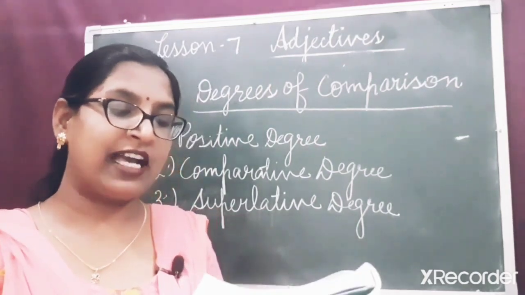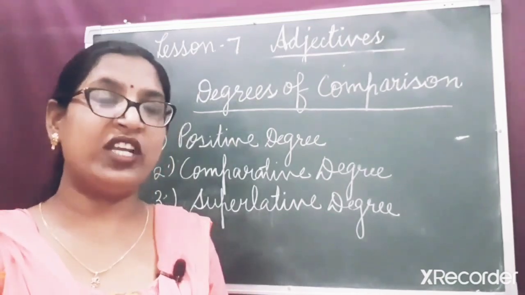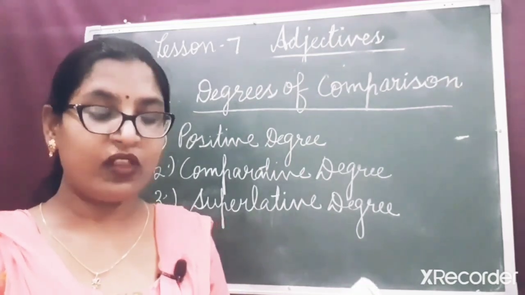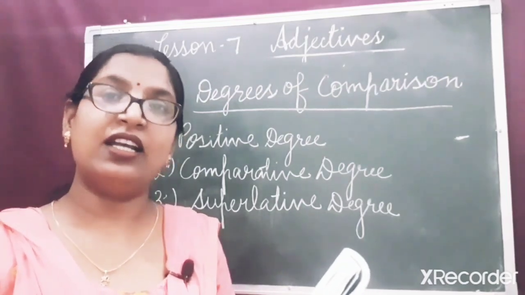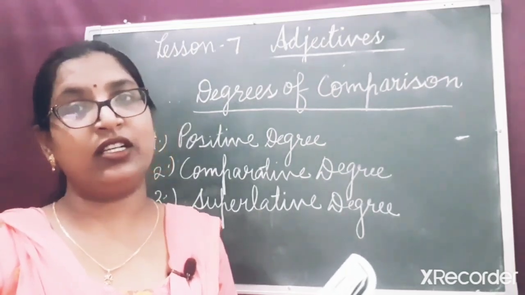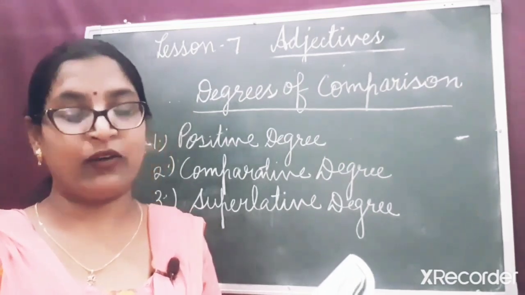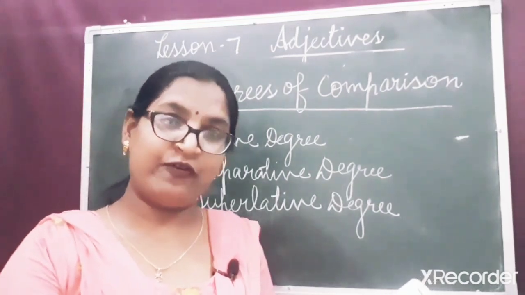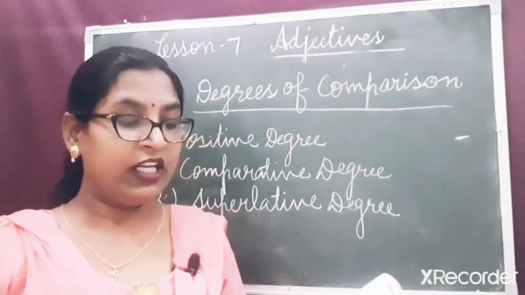Let us see examples of this. Sweet is positive degree. We add er, the word becomes sweeter, and that is the comparative degree. Sweetest is the superlative degree. est is added with the base form of an adjective, that is sweet, and we got the word sweetest. So positive is sweet, comparative is sweeter, and sweetest is the superlative degree.